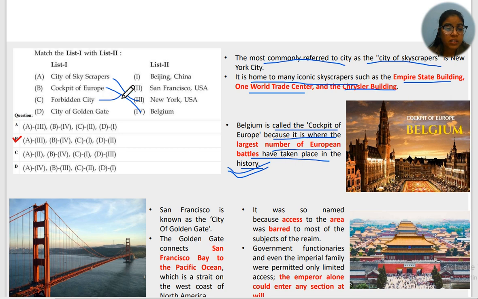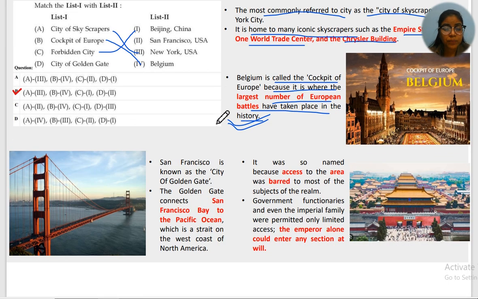C is Forbidden City. Its correct answer is Beijing, China. Why is Beijing, China known as the Forbidden City? The reason is it was so named because access to the area was banned to most of the subjects of the ruler. Most of the areas were banned for everyone, and only some particular people could access some areas. Government functionaries and even the imperial family were permitted only limited access. The emperor alone could enter any section at will. So that's why it is named the Forbidden City.